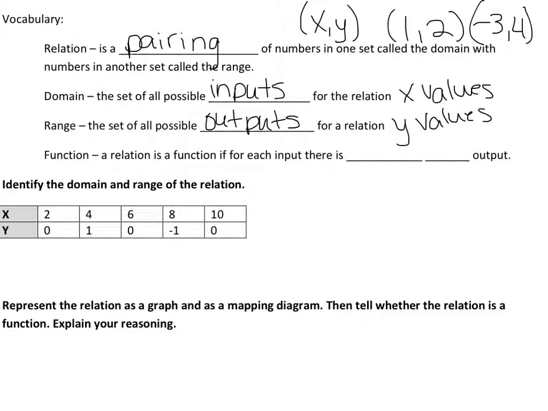Now we have a relation which just pairs two numbers together, and then we have what's called a function. This is probably one of the most important vocabulary words we talk about this year. You're really going to need to commit this one to memory. A function is a relation if for each input there is exactly one output.